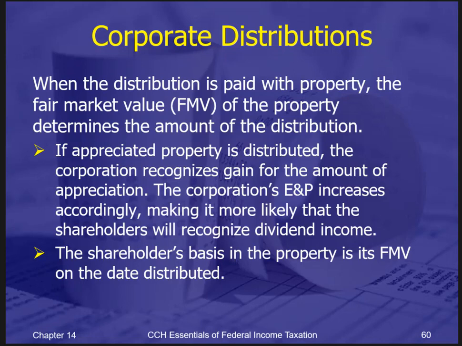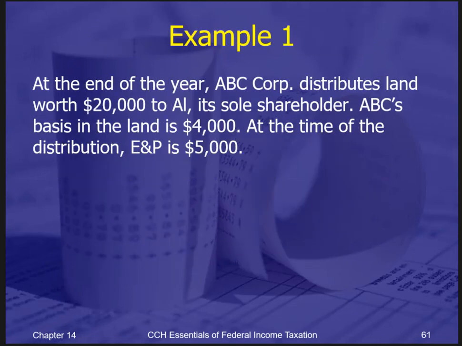Property: the key thing to remember is appreciated property distributed. The corporation recognizes the gain for the amount of the appreciation. If there is a loss, there is no loss recognized. So only the gain is recognized. That would increase your earnings and profits. Make sure that you understand, and also the fair market value is the amount of distribution, and that becomes the shareholder's basis in that property distributed.